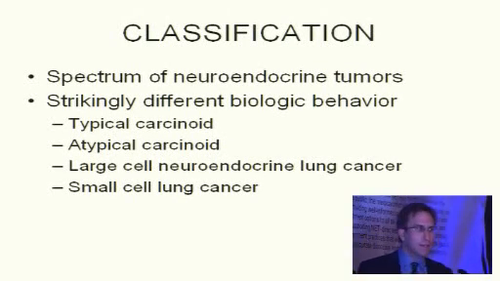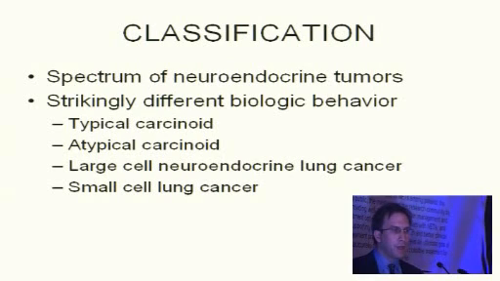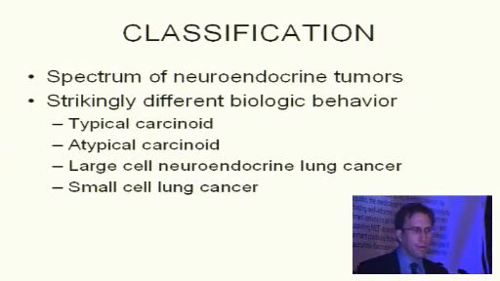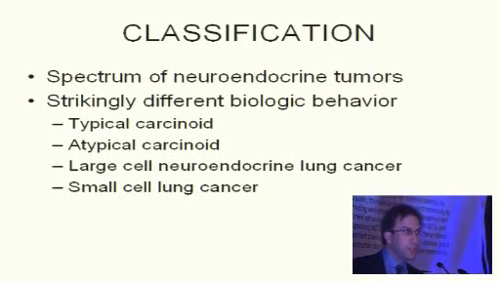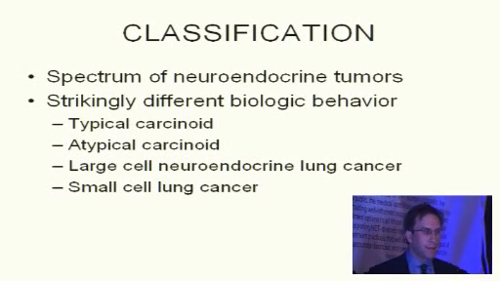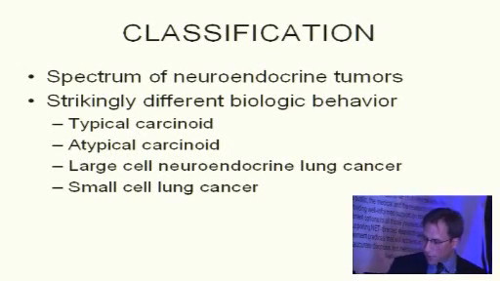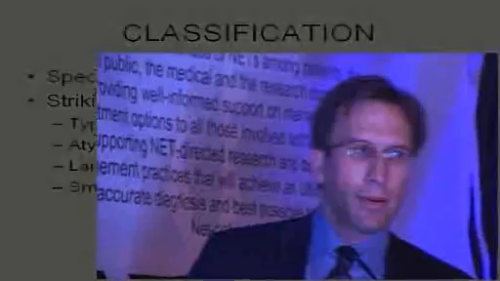So there are different classifications. The classic one is the WHO classification in 2004, and it starts with the typical carcinoid tumor. You also have the atypical carcinoid tumor. You also have the large cell neuroendocrine lung cancer, which is indeed in the group of true lung cancer, and the small cell lung cancer. I'm not going to talk about the last two because they are a special group of poor prognosis, but I'm going to talk about the typical and atypical carcinoid tumor.